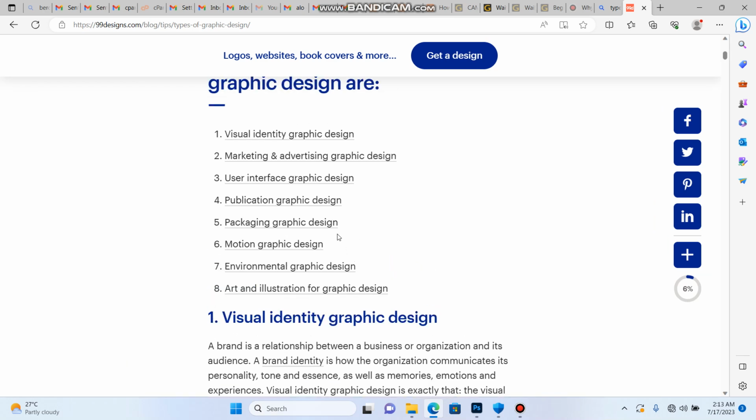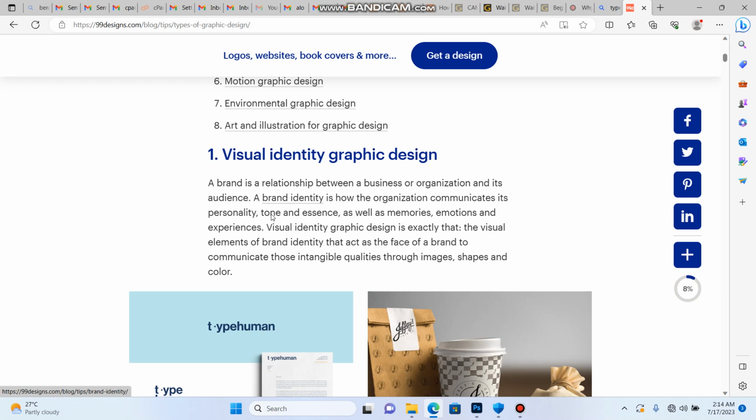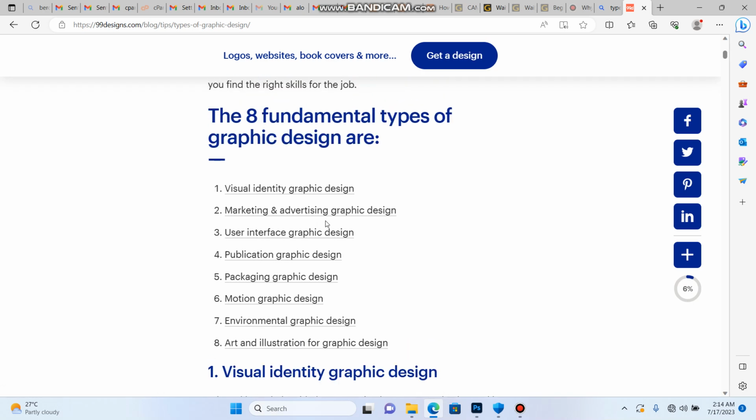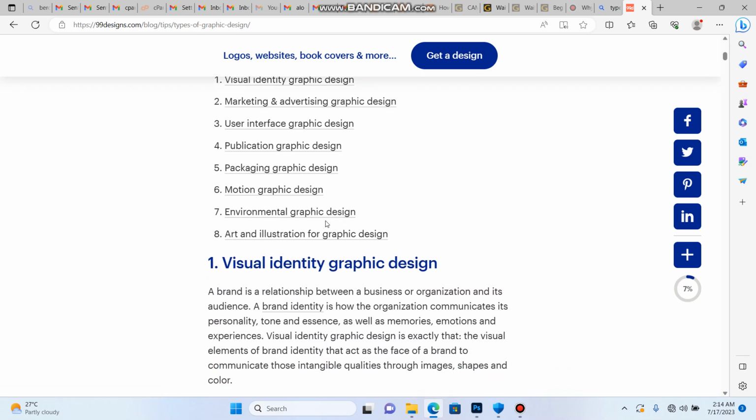So in the course of this training, we'll be picking from these types of graphic design. We'll be having ideas and practical works on these different types of graphic design. So after this session, I would like you to browse more on these 8 types of graphic design because we'll be touching one or two of them.